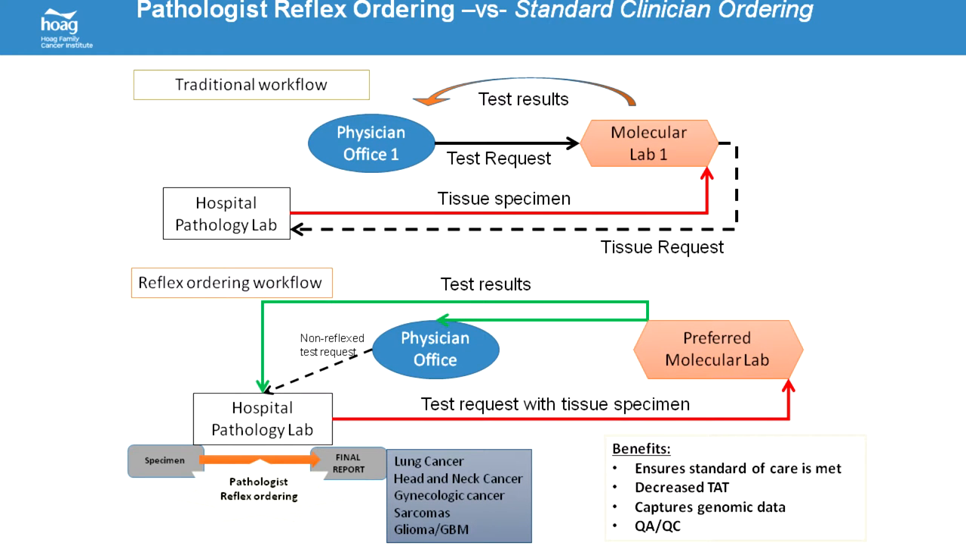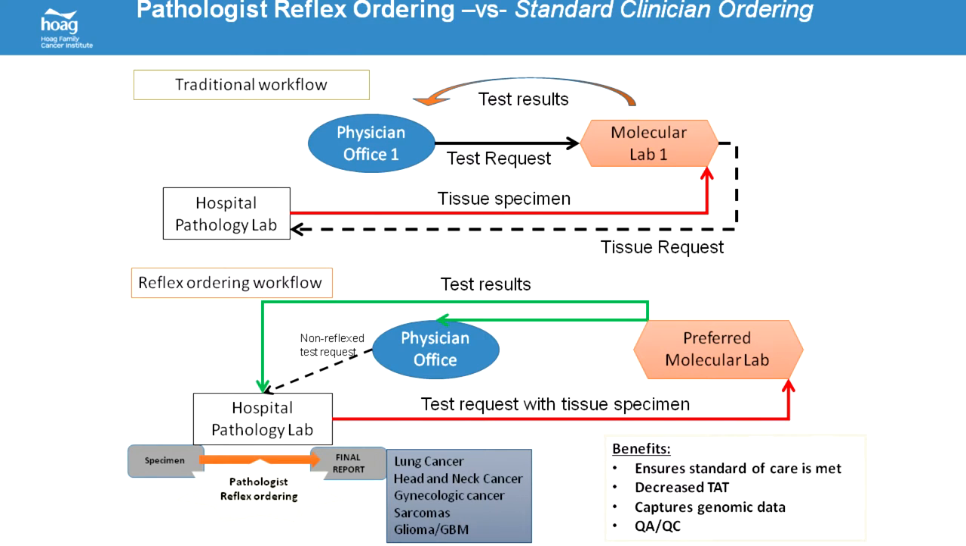So here's our pathologist reflex ordering protocols compared to the traditional workflow of a molecular diagnostics vendor. The patient would end up at a physician's office, most likely an oncologist like Dr. Bertzo here. He would have to submit a request to the molecular lab to do the testing. That molecular lab would then send the tissue request to the hospital pathology laboratory where the specimen was. We would then have to send the tissue back to the lab, and most of those test results would end up at the physician's office. And sometimes we in the pathology department didn't even know what the test results were.